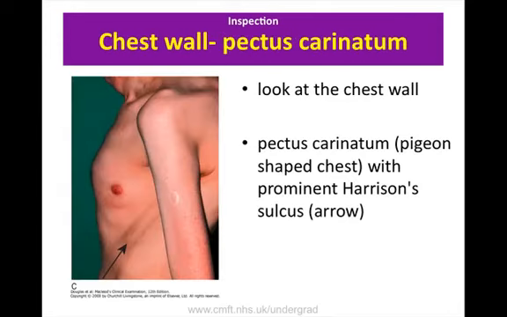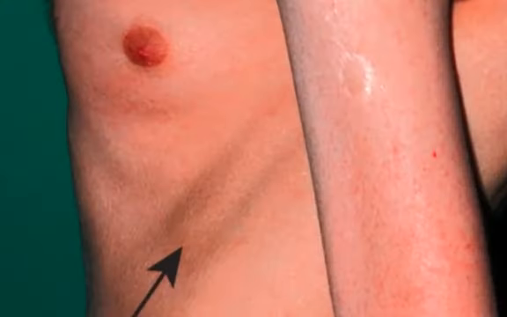Pectus carinatum, or pigeon chest, is usually used to describe a chest where the sternum is prominent. It is caused by chronic childhood asthma and rickets. Patients who have suffered from chronic childhood asthma and rickets may also have Harrison's sulcus. This is a groove deformity of the lower ribs at the point of the attachment to the diaphragm.